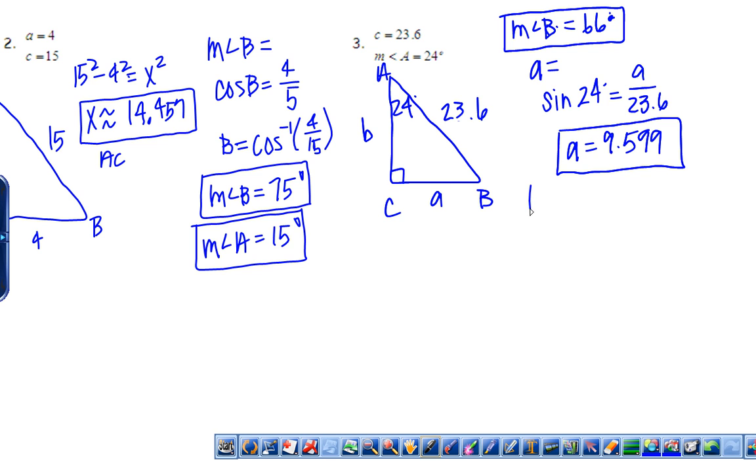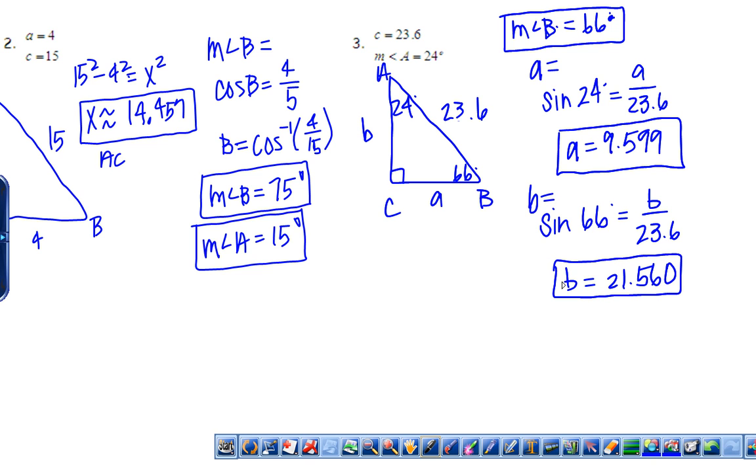So I'm going to go ahead and find B by using sine from this angle. Why not? We know this is 66, so I can use sine using opposite over hypotenuse again. So this is angle B. So I can say sine, just to show you all a little bit different way to do it. Sine of 66 is B over 23.6. So it looks exactly like this angle. Multiply, and you get side B is 21.560.